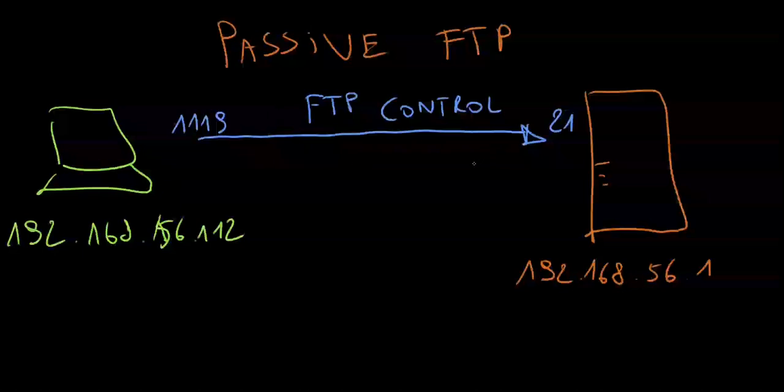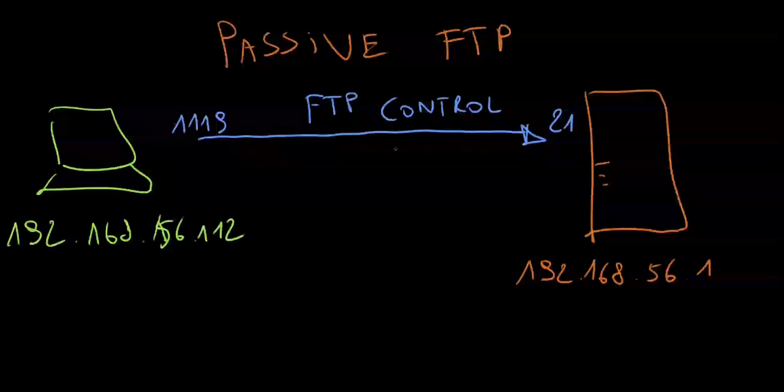This control connection is used for giving commands, for example, the dir command to list the files, or other commands, a delete command to delete files, and so on. When the FTP client is downloading or uploading a file, it needs a data connection.